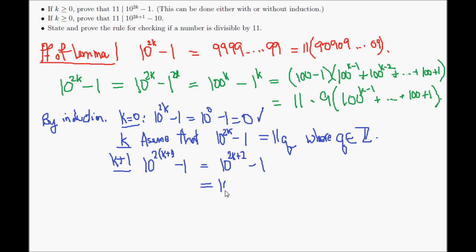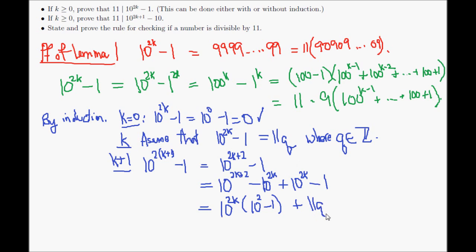Okay, so let's add and subtract 10 to the 2k to this. I've not changed the number because I've added and subtracted the same number: 10 to the 2k plus 2 minus 10 to the 2k. I can factor 10 to the 2k out of the first two terms, leaving 10 squared minus 1. And for the last two terms, 10 to the 2k minus 1, by the induction hypothesis, that's equal to 11 times q.